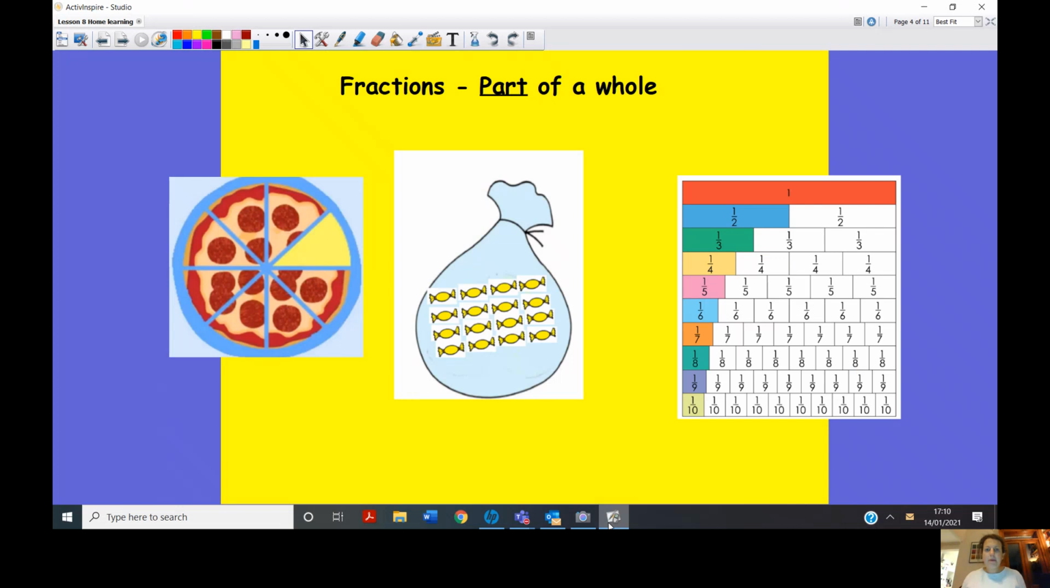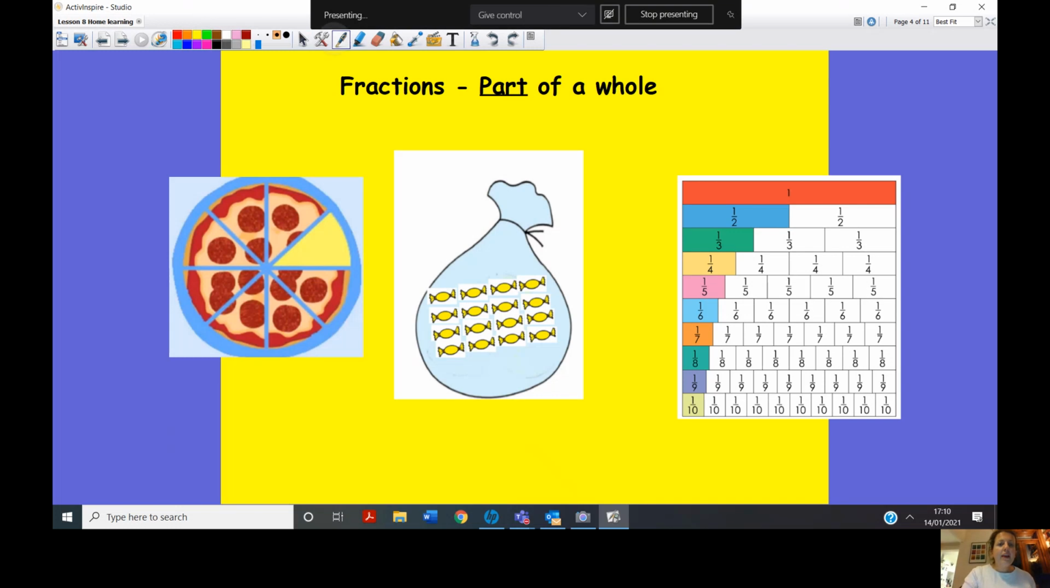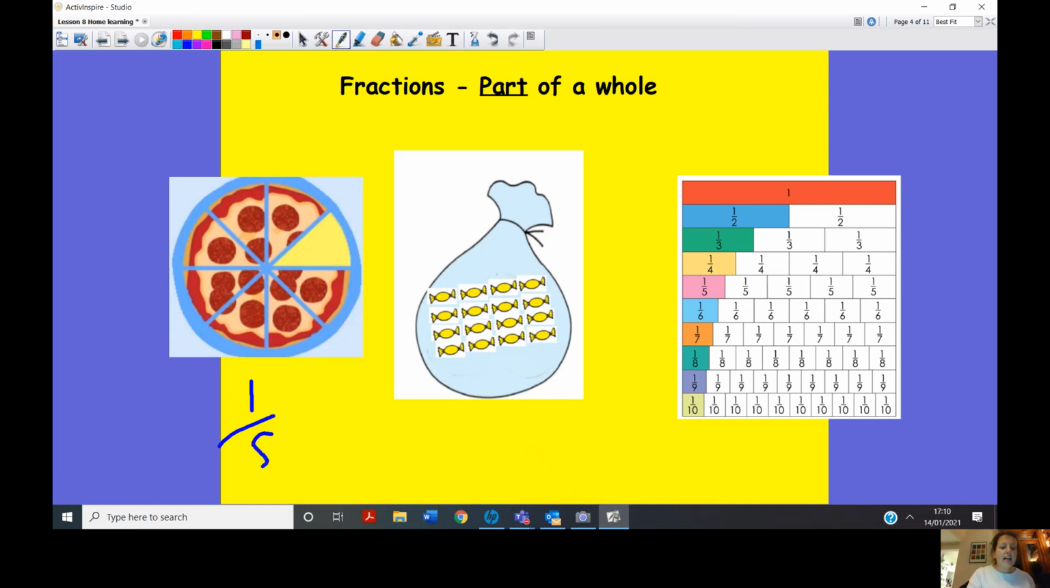Well done. Quick recap. Fractions are part of a whole. So here we can see we have our pizza, which is split into 8 equal parts. Then you have one part which has been eaten. So we can say that 1/8 of the pizza has been eaten, one part out of 8. Here, I have a bag of sweets where there are 16 sweets and they are split into 4 equal groups. I can see that I've eaten one group out of 4, 1/4.